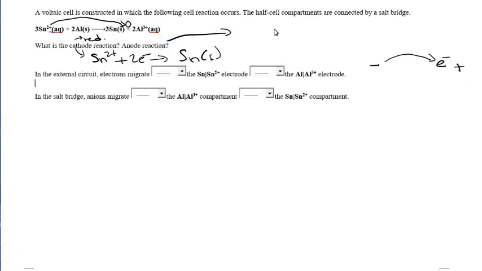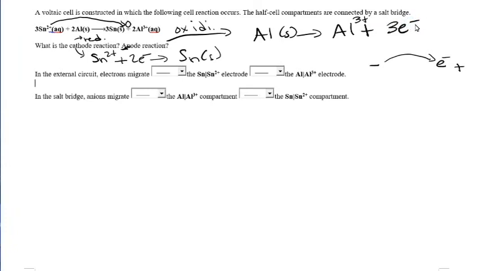Now the anode reaction is going to be the aluminum reaction, where aluminum is being oxidized. Remember, anode starts with an A, and A is a vowel, and so does oxidize. So therefore anode is oxidation. So aluminum is being oxidized to aluminum ion, and there's going to be 3 electrons.